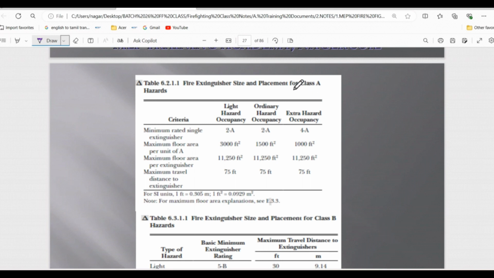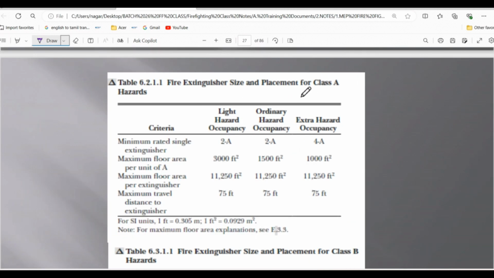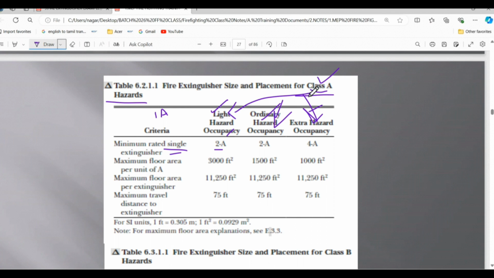And going down, we have the requirement. For example, see here how to select the number of extinguishers for any project. Let's say class A. Class A means wood, plastic, paper, this type of thing. In class A, it is divided into three types: light hazard, ordinary hazard, extra hazard. Based on the quantity and combustibility, low heat of release, medium heat of release or high heat of release, it has been divided into three types.